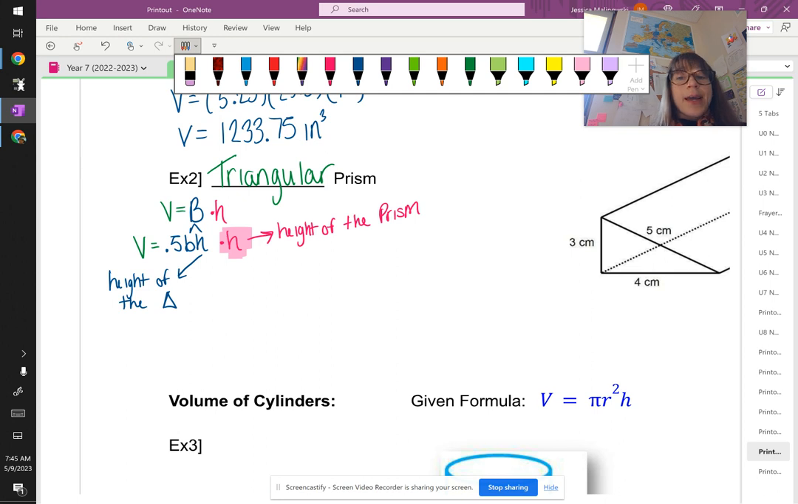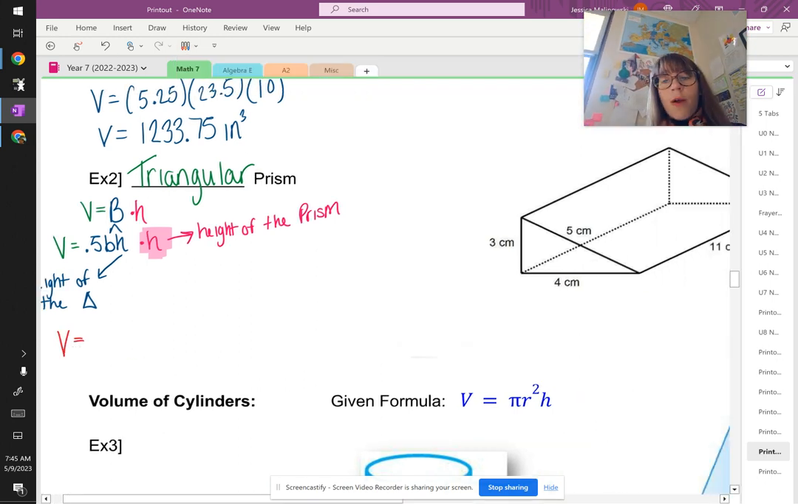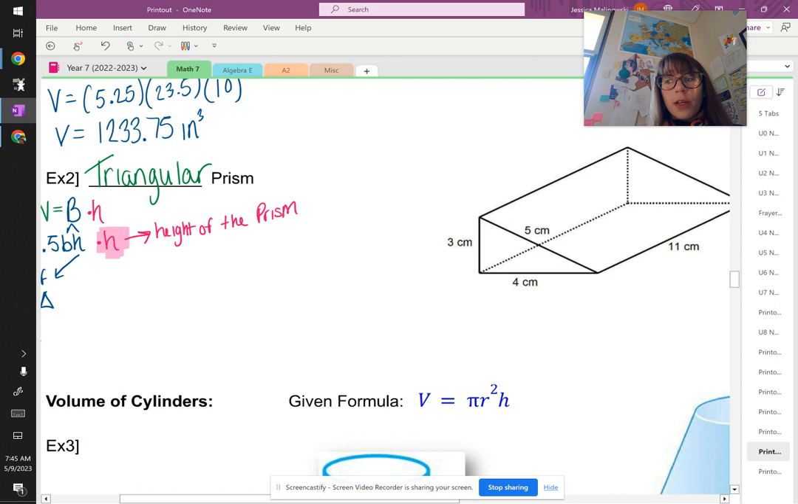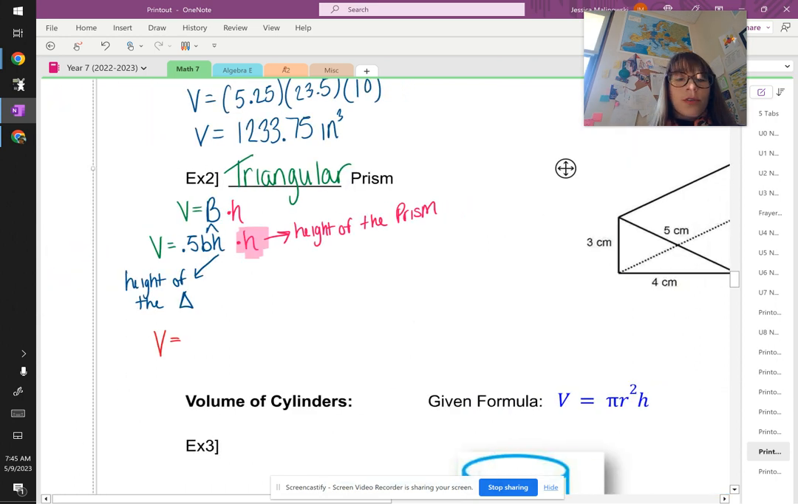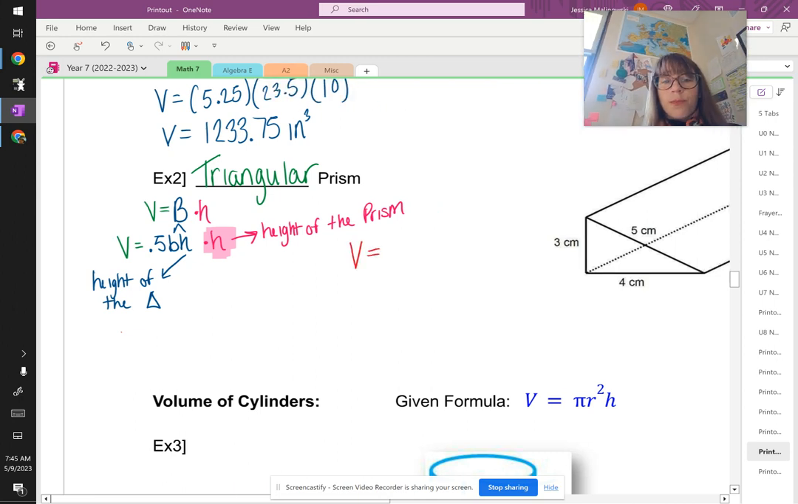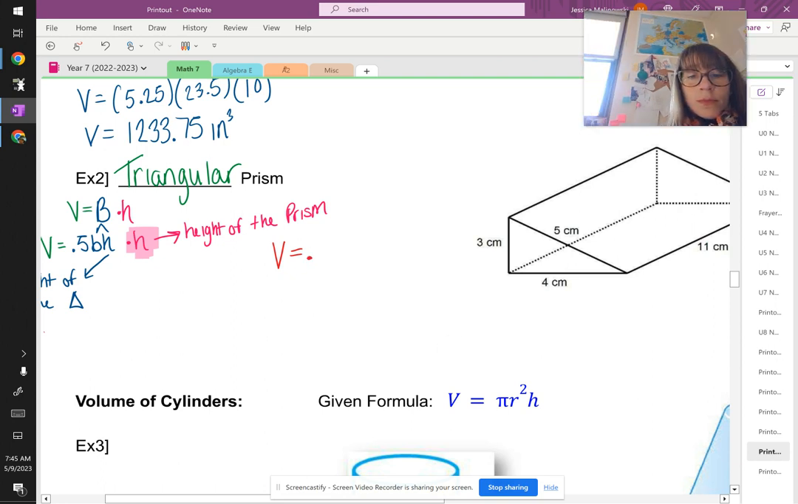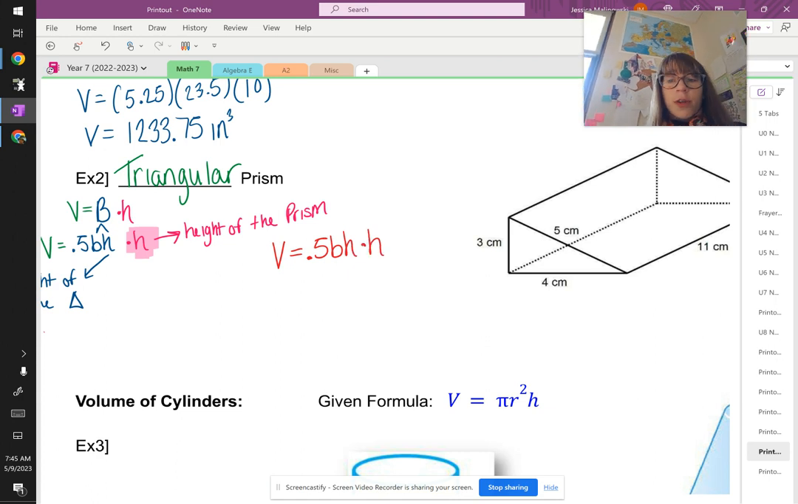And I guess we can now fill some things in. Actually, I'm going to swing this over here so we have more room. Volume equals 0.5 BH times H. Okay?